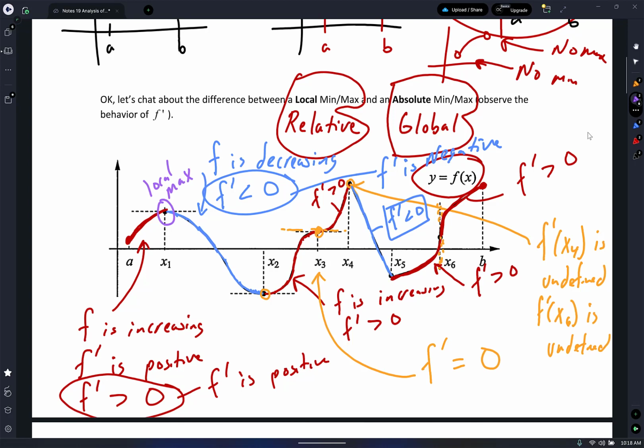Look at x2. Is x2 a max, min, or neither? It's a min. So it's a local min. Is it the smallest min on the whole graph from A to B? So I can also say it's a global min. You can say global or you can say what other word? Absolute min.